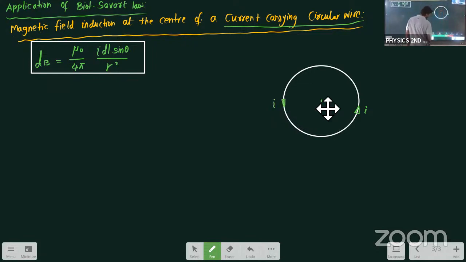And the thumb represents the direction of the magnetic field. See here, the current is flowing in the anti-clockwise direction. Current is flowing in which direction? Anti-clockwise. My thumb is representing outside. So what will be the direction of the magnetic field at the center?